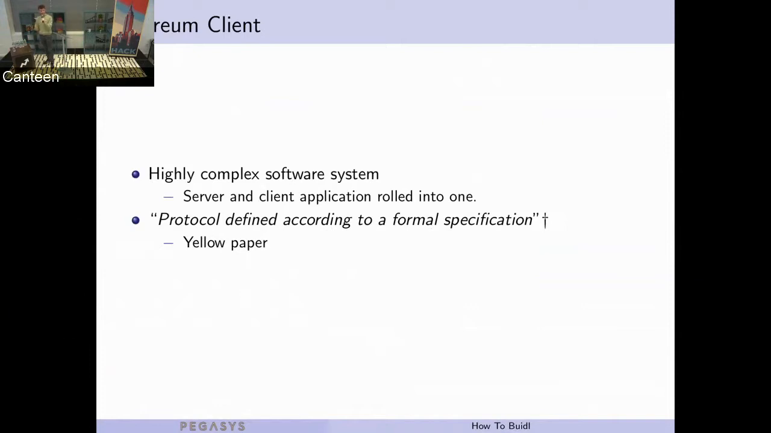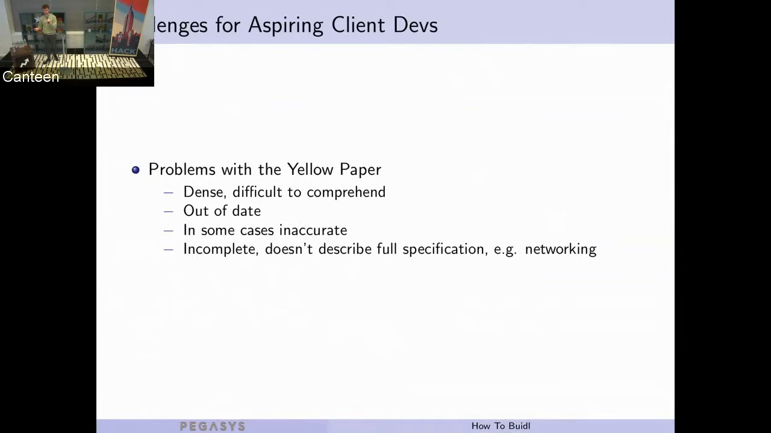Okay, but I should preface this with, I have nothing but the utmost respect for Dr. Gavin Wood. I think he's one of the greatest hackers of our generation. But nevertheless, there are some serious problems with the yellow paper if you're trying to use this as the basis by which you're going to implement an Ethereum client. Not the least of which are the fact that some of it is out of date, in addition to the fact that it's very dense and hard to comprehend.